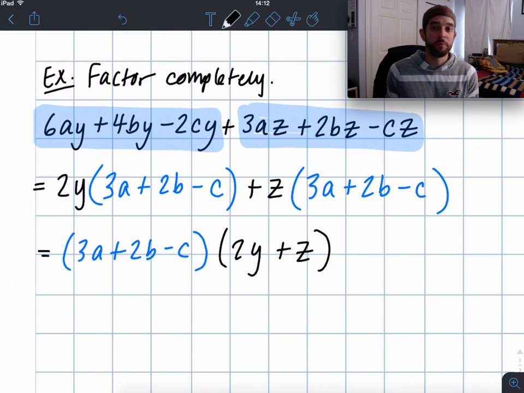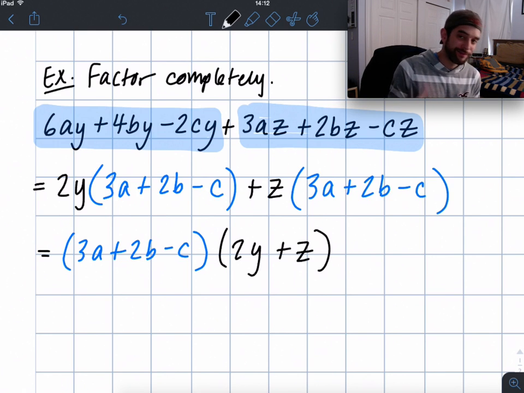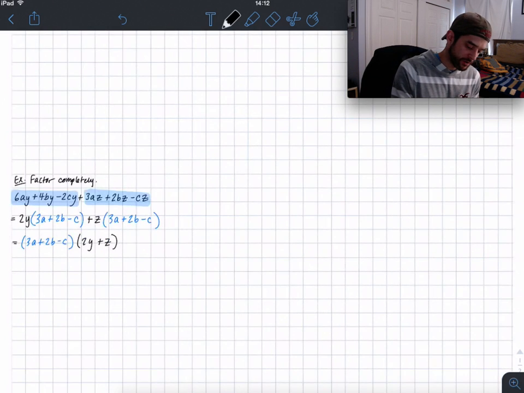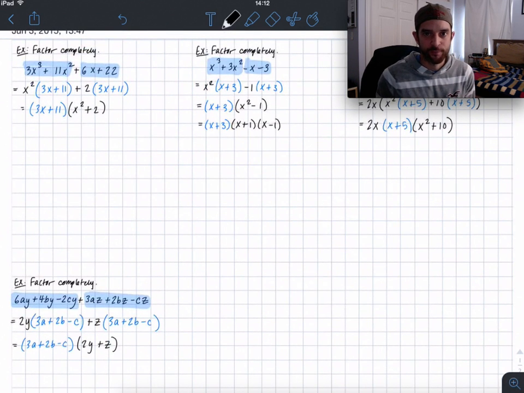So these aren't common, but if you see a problem like this in the section of factor by grouping in your book, now you know that it is a factor by grouping. They're not just trying to pull a fast one on you.